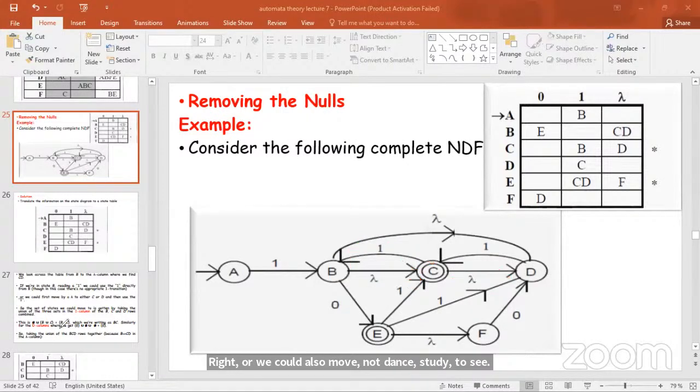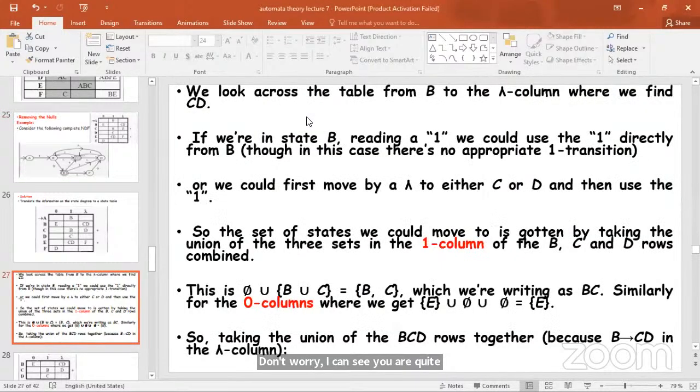Don't worry, I'm just making a point, but it's important. So if we are in state B, reading a 1, we could use the 1 directly from B, though in this case there is no appropriate transition. Or we could first move by the lambda to either C, which has an empty set on it, or we move to D and then use the 1 given to us. That's what I just explained by visiting the diagram.